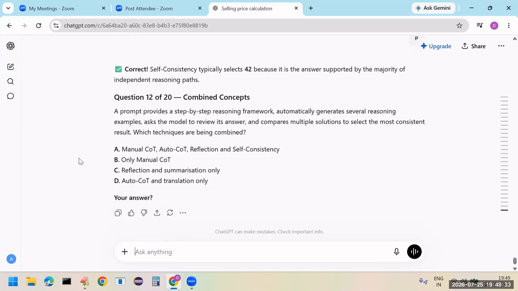A prompt provides a step-by-step reasoning framework, automatically generates several reasoning examples, asks the model to review the answer and compare multiple solutions to select the most consistent result. Which techniques are being combined? Observe carefully. Step-by-step reasoning framework, automatically generated examples, review of the answer. Yes, sir. COT and auto COT, reflection and self-consistency. Everything is there. Clear? Clear.